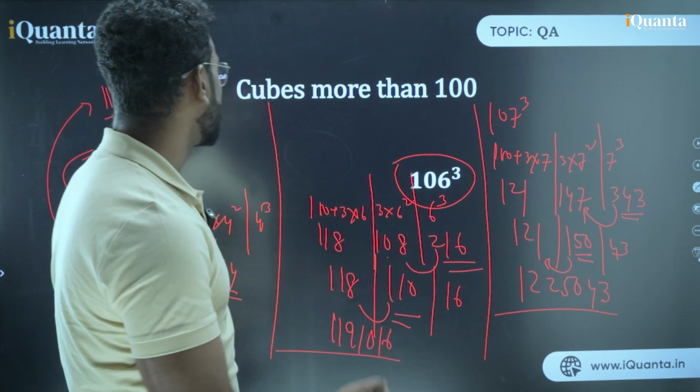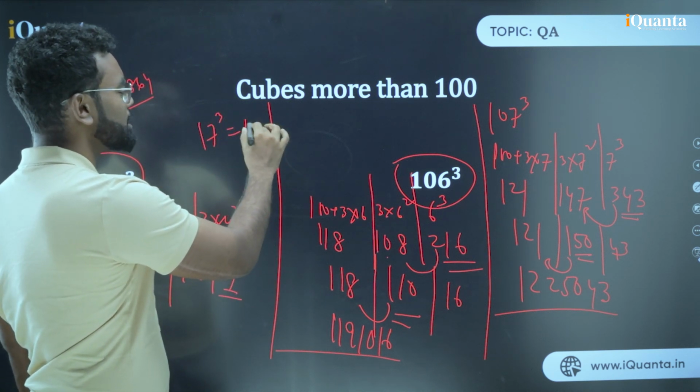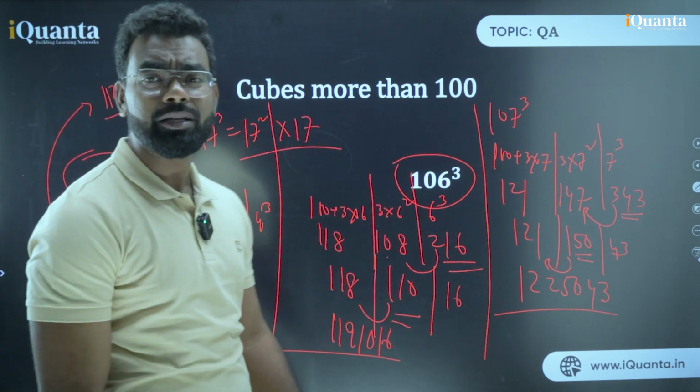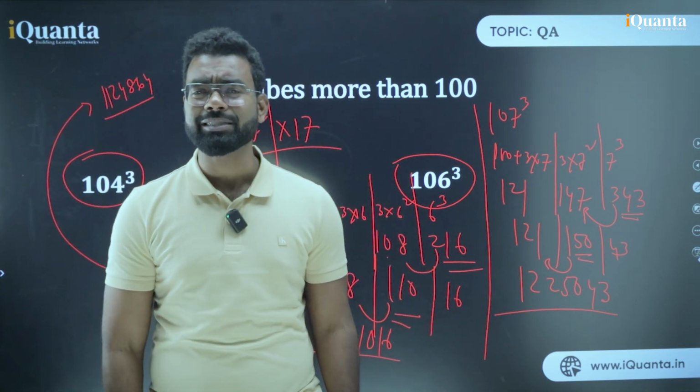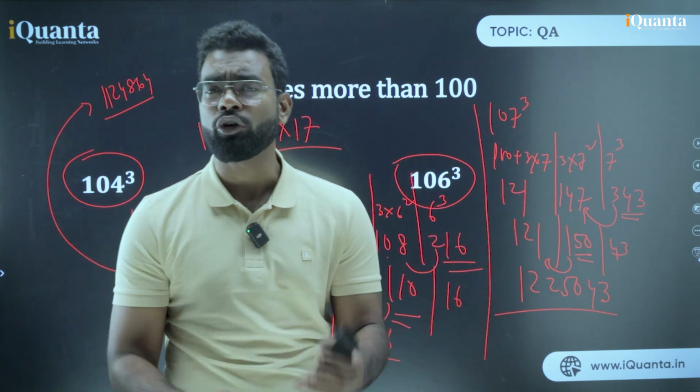But in case you need to do, let's say, 17 cube, the easiest way is to do 17 square, 289, into 17. So do this method. This is the fastest method. There are shortcuts, but they take more time than this. So there is no point in using a shortcut which actually takes more time. That's why we are not going into it.